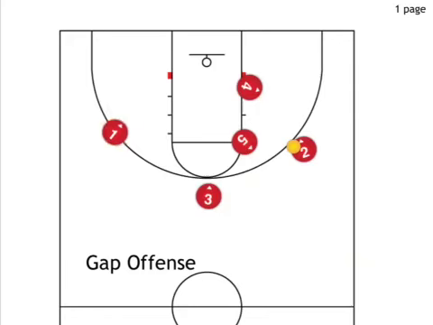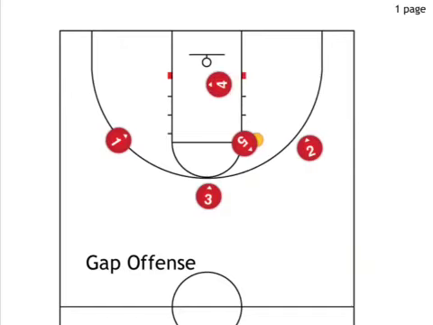So let's see what 2 does with it here. 2 passes into the high post. Now often when we pass into the high post, what might happen is the bottom of the zone might step up to stop the ball, which leaves a good opportunity to possibly make a backdoor cut. So when that ball goes into the high post, low post player, you're going to look to sneak in on a backdoor cut.